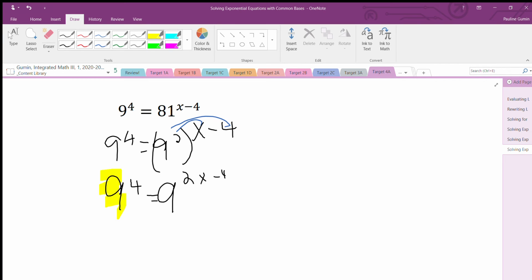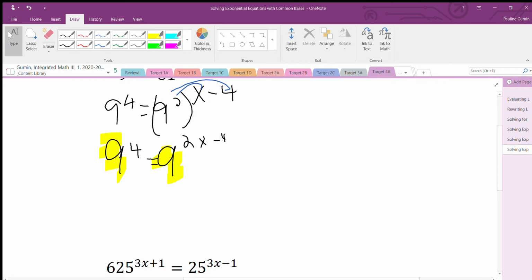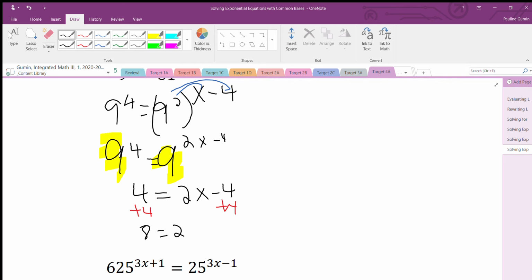Since they have a common base, I say, farewell 9, I'll see you later. And I'm just focusing on those exponents. Let's solve this equation by first adding 4 to both sides to get our constants on the same side, and then I'll divide by 2 to get my variable on its own. X equals 4.